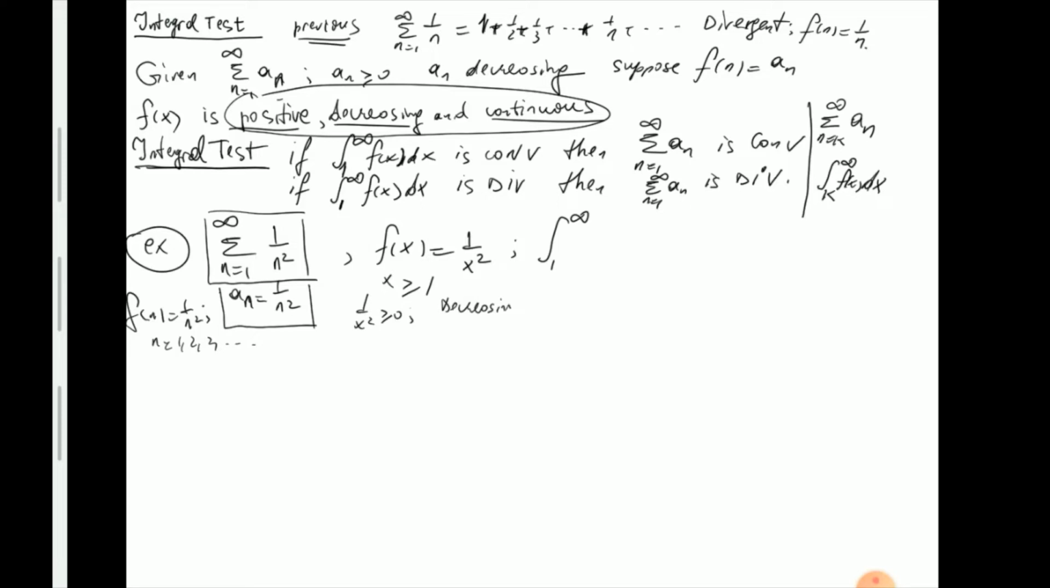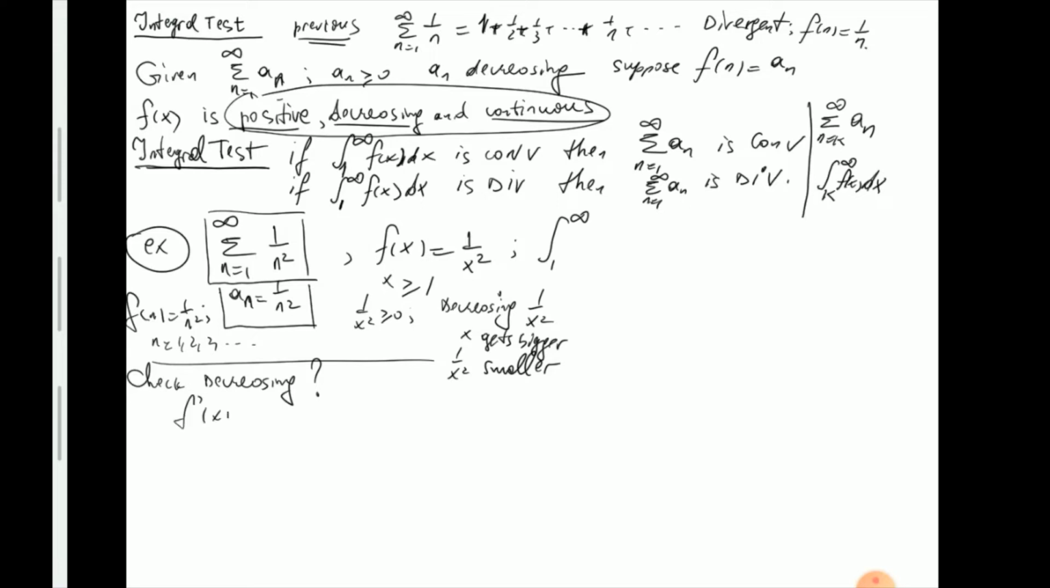Sometimes you need to check to see if it's decreasing or not, but here obviously if x gets bigger, 1 over x squared gets smaller. Now, if it's not clear whether it's decreasing or not, you could check it by various means. So how do you check to see if it's decreasing, if it's not obvious? Well, if it's differentiable, you can take a derivative and see if it's negative.